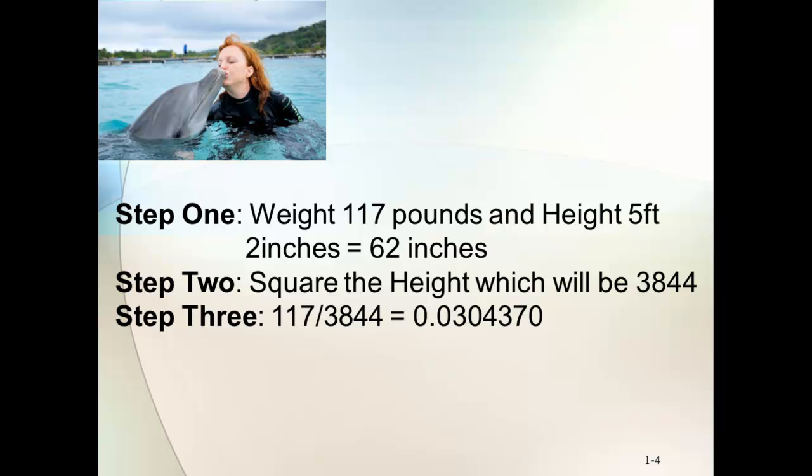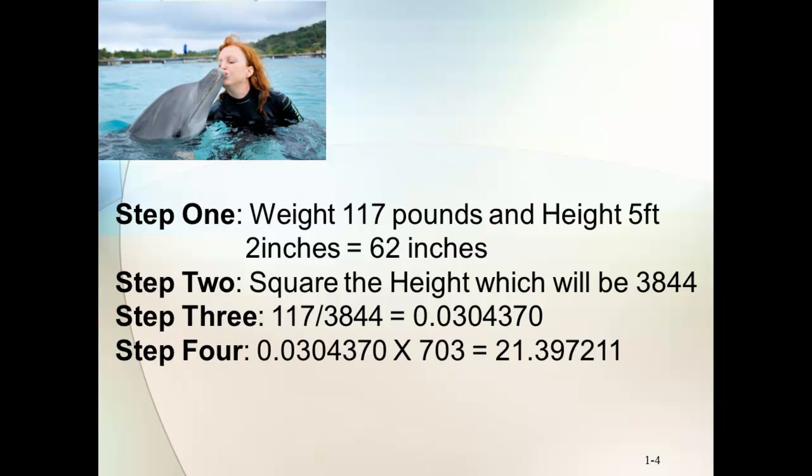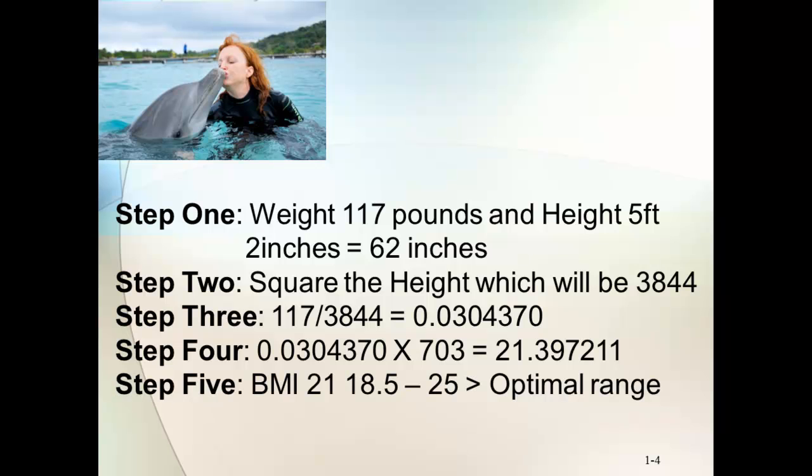Now I'm going to take my weight, 117, divide it by 3,844. So I'm going to get 0.0304370. Now I'm going to multiply that number by 703. So my BMI is 21.397211. So if I look at the range, my BMI of 21 is in the optimal range. So I'm basically where I should be according to my BMI.